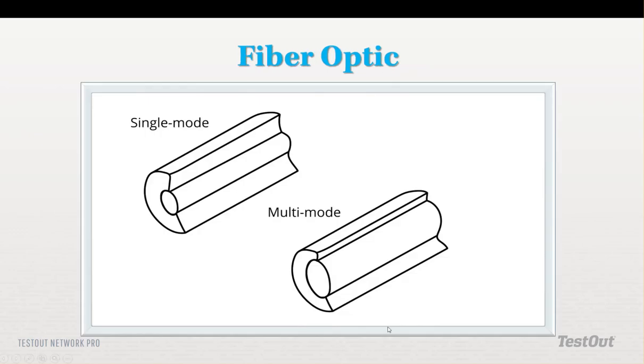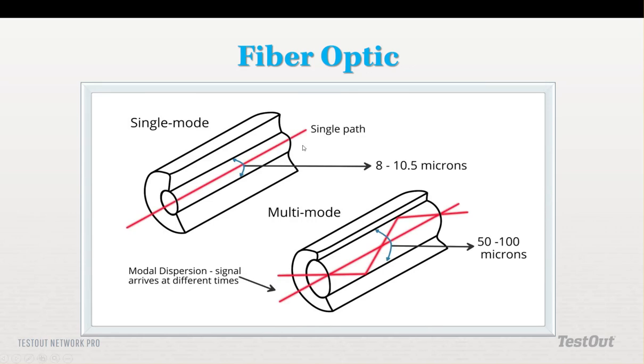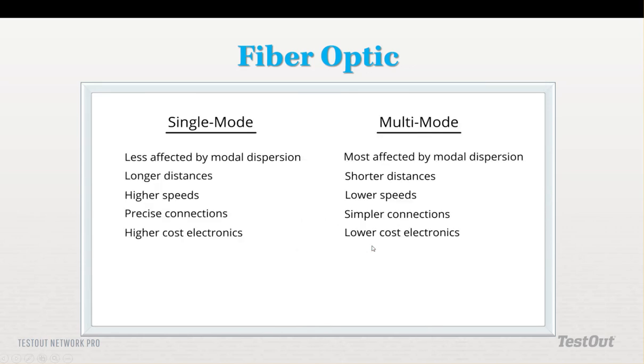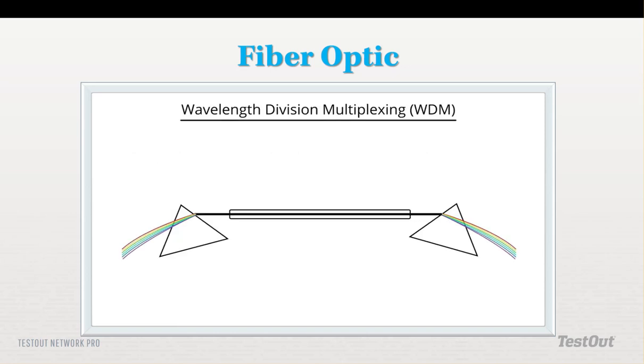So the single mode and multi-mode differ. One is a very thin strand, one is much thicker, and you can see that the single is going to be confused with multi. You would think that single would offer less speed than multi, but it's actually the other way around. Single path, multiple paths. Single mode is less affected by modal dispersion. You can do a longer distance. So you're going to use single mode mostly going from your demarc out. The multi-mode is going to be for short distances, say between floors or between buildings.